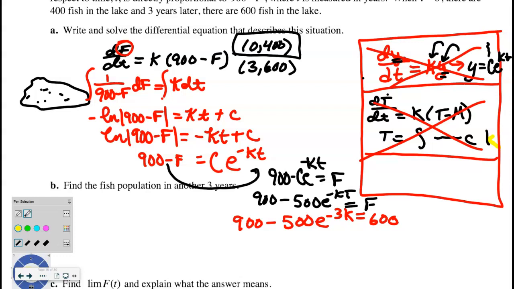Where did I do something wrong? So when you brought the c over to get negative kt, you kept the negative instead of the number. The constant would absorb the negative. I'm just calling this a C, and whatever it is, positive or negative, to move it over, I subtract.